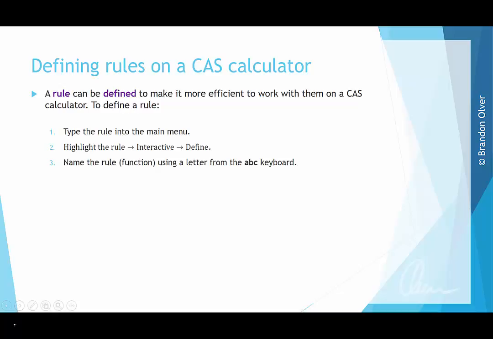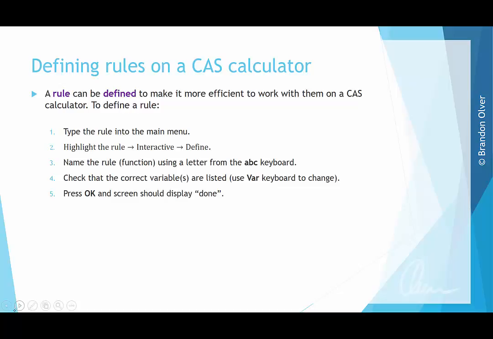Name the rule, which is the function, so it's called a function in a CAS calculator, using a letter from the ABC keyboard. So that's really important. Next, check that the correct variables are listed, and if you need to change it, use the variable keyboard to change. Finally, press OK and the screen should display a done message. The rule f of x can now be used with the commands on the CAS calculator.